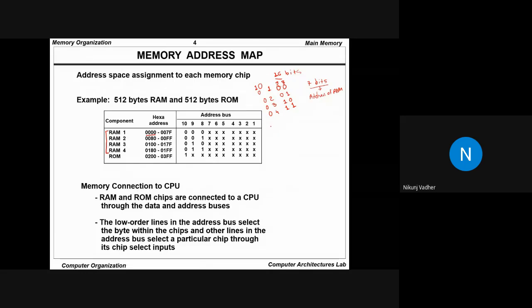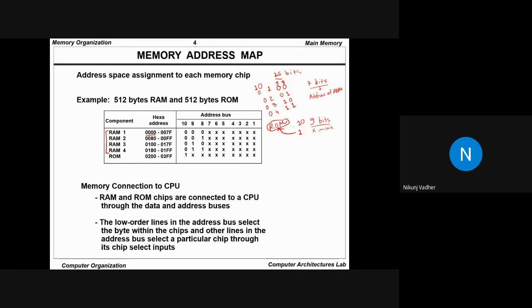Now, if we have a ROM chip, in the ROM chip we will have a 9-bit address. So we will be considering the 10th bit. If the value of the 10th bit is 1, then the other 9 bits can be anything, and it will be used for ROM.